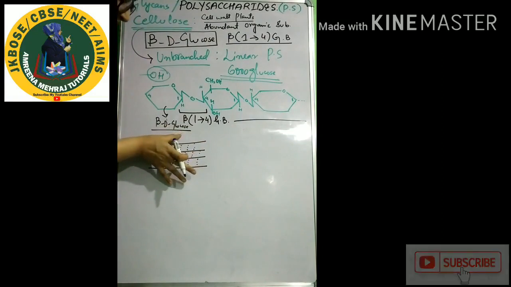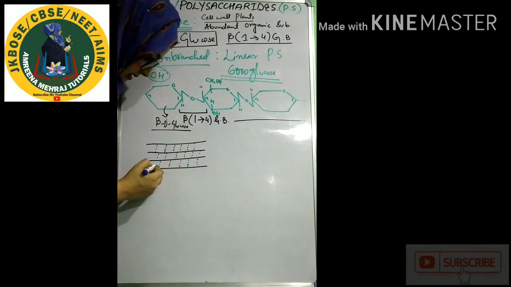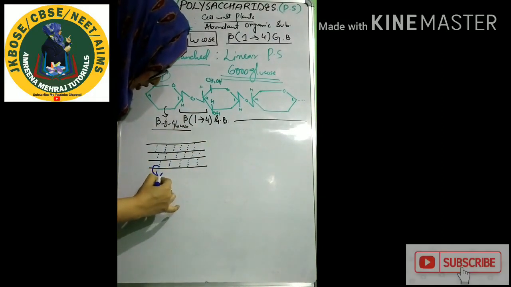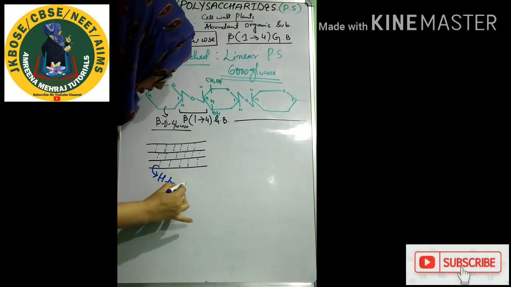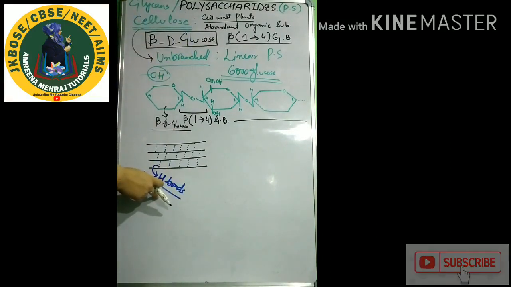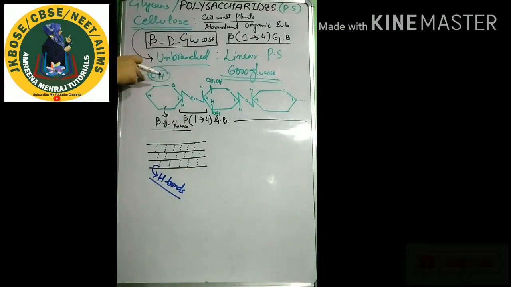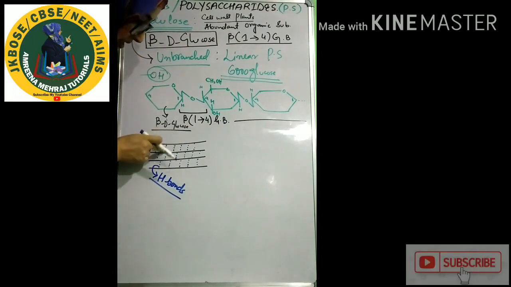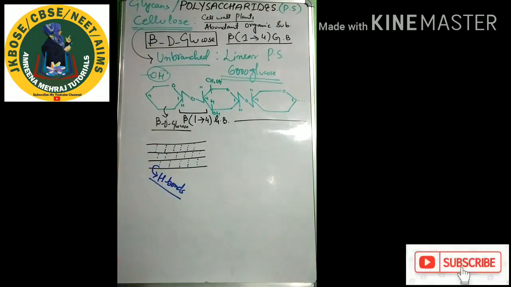Okay, this structure will definitely become tough. What are these blue color dots? They represent your hydrogen bonds. And these bonds are made because of hydroxyl groups present in adjacent chains. They are interacting with each other and you have this hydrogen bond formation.